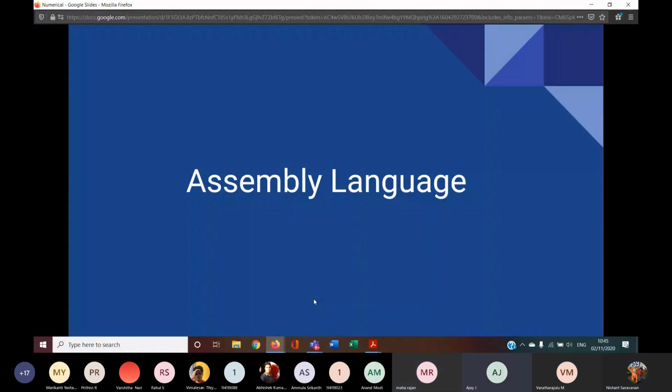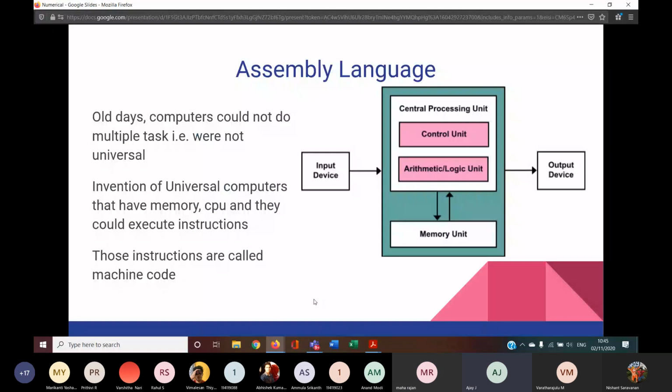I'm Ajay. I'm going to explain about assembly language. As you know, in the olden generations, when the first computer was created, it was mainly made for calculator purposes. The only purpose was to do addition or subtraction. The olden days computers were not multitasking, but nowadays we need a universal thing.